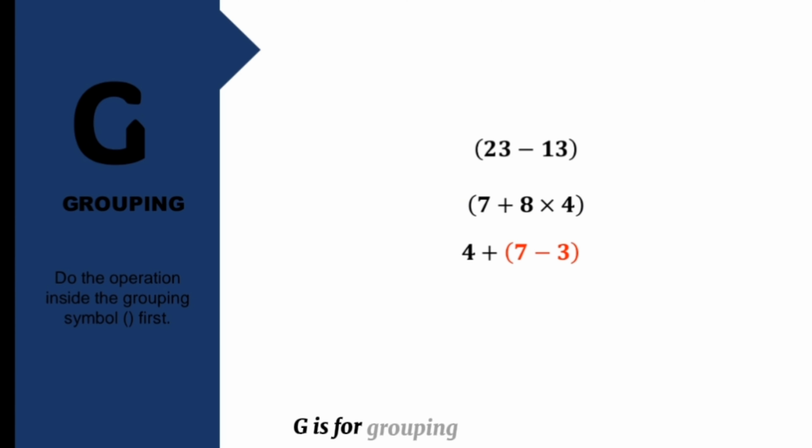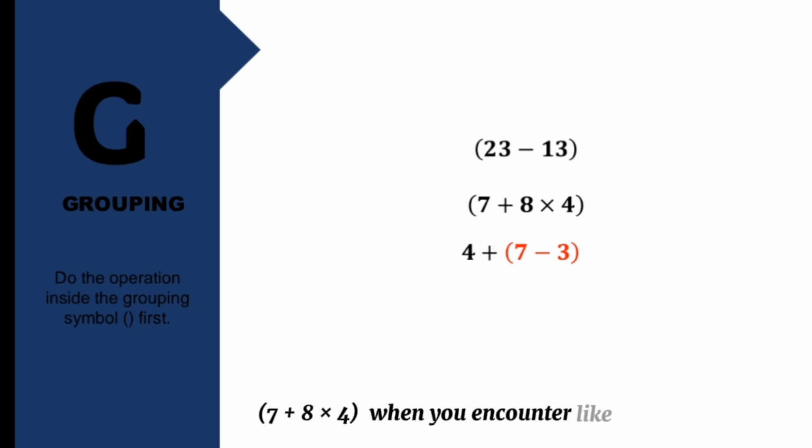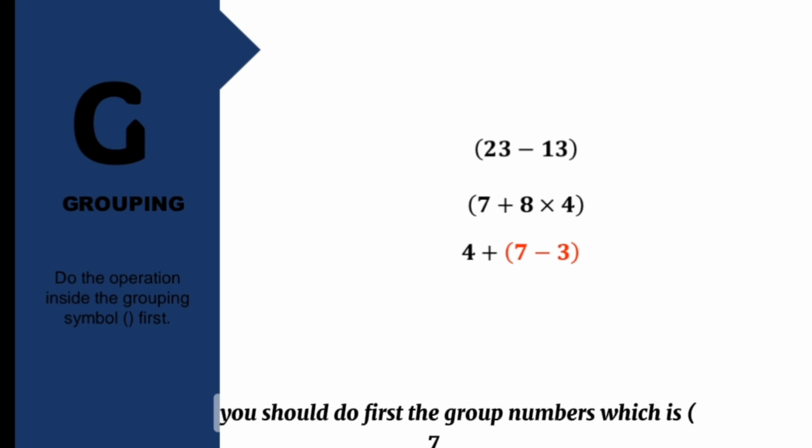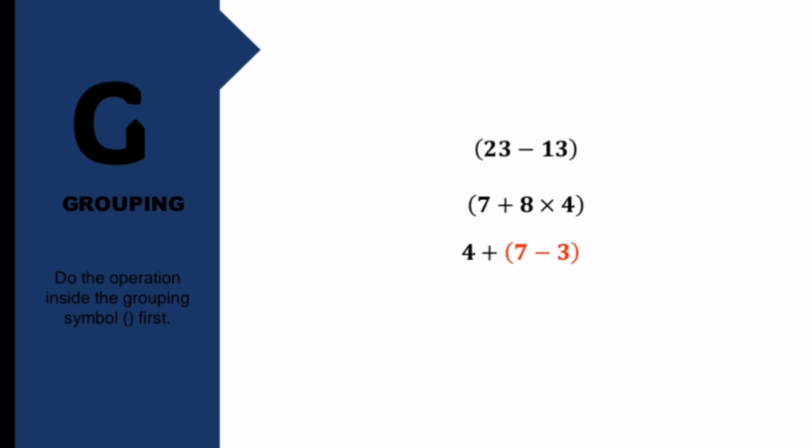G is for grouping, like parentheses, brackets, and braces. They indicate what operation should be performed first. If there are nested grouping symbols, you should start with the innermost group. Example, 23 minus 13 in parentheses, and 7 plus 8 in parentheses times 4. When you encounter an equation like 4 plus the quantity 7 minus 3, you should first do the grouped numbers, which is 7 minus 3.